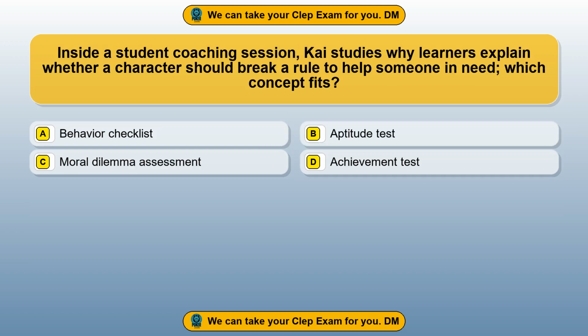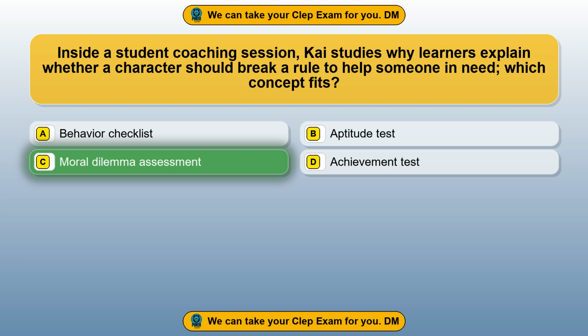Question 87. Inside a student coaching session, Kai studies why learners explain whether a character should break a rule to help someone in need. Which concept fits? Option A, behavior checklist. Option B, aptitude test. Option C, moral dilemma assessment. Option D, achievement test. The correct answer is option C, moral dilemma assessment.